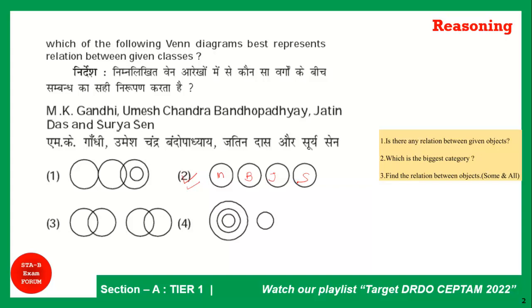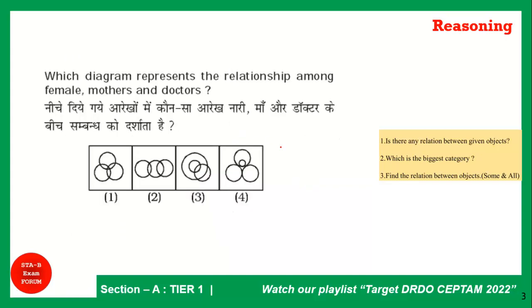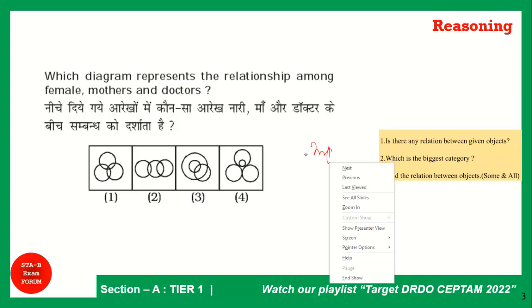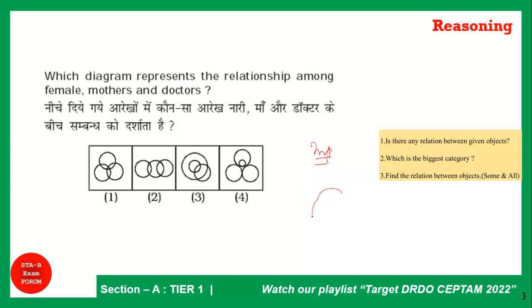Coming to the next question, this is very important, students. Just note it down. Just try it first, then I will tell you. Ready? Is there any relationship between the given objects? Yes, there is a relationship between these objects. Which is the biggest category? From my perspective, female is the biggest category. So we draw a circle, female.